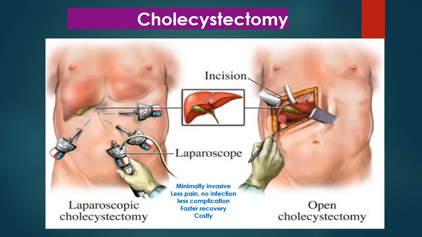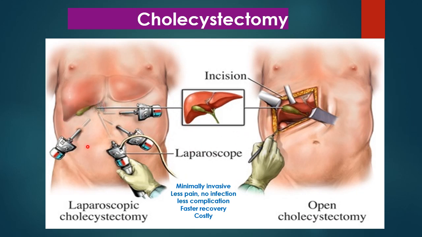Cholecystectomy: there are two types. The classical is the open cholecystectomy through a right subcostal incision. Then you locate the gallbladder and go for the Calot's triangle, identify the cystic artery and cystic duct, transect them and remove the gallbladder.